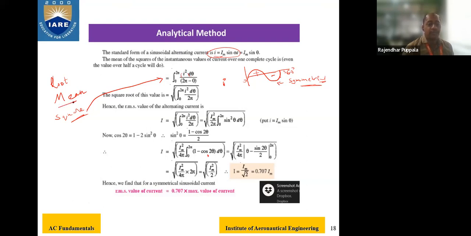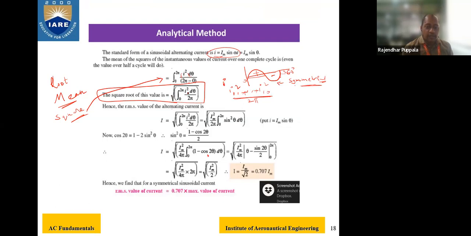Now, what is the mean? Let us suppose we have instantaneous values i1 to i10. First we square all the instantaneous values and then find the mean. What is the mean? The average: the sum of them divided by the total time period. Here, considering a sine wave, the total time period is 2 pi. So i squared by 2 pi, and then the square root of this term. So this is the method to find the RMS value for a symmetrical waveform.